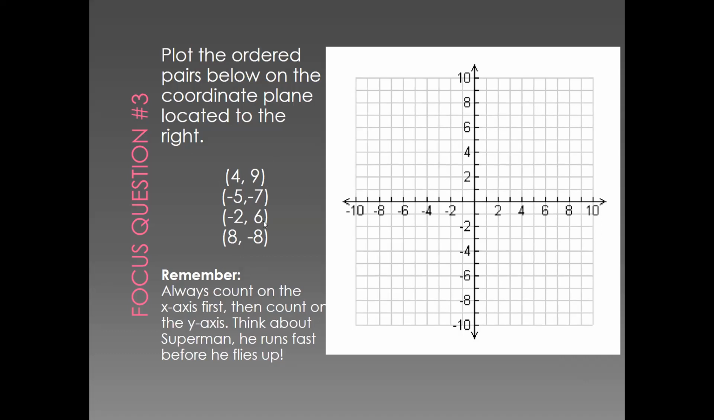Quadrant 3. Quadrant 2 is the next point. Negative, left 2, up 6, and then finally 8 to the right, down 8. So they're just doing it this way to show you where you would find one point in each of the quadrants. So pay attention to these signs. Quadrant 1, all positive. Quadrant 3, all negative. Quadrant 2, X is negative. Quadrant 4, Y is negative.